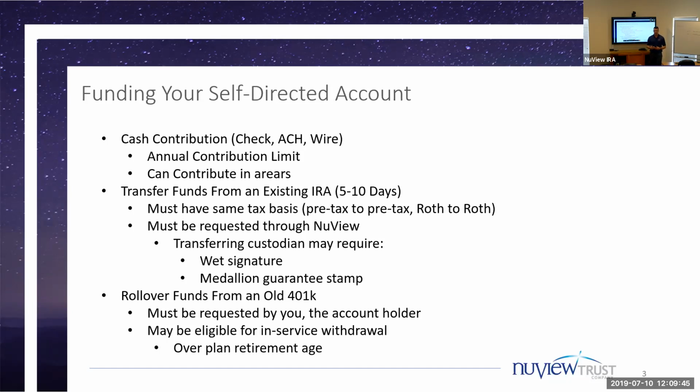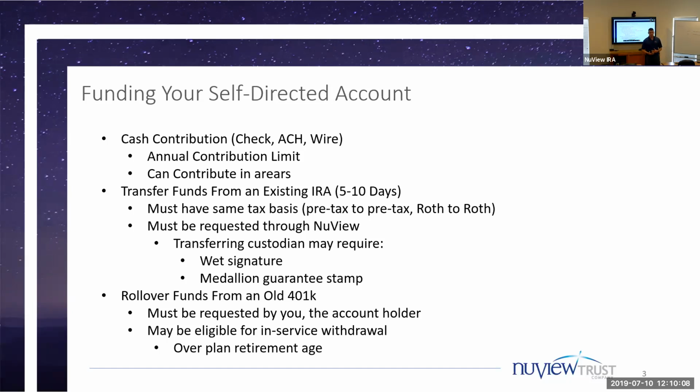Thankfully, we're seeing a lot of the transferring custodians are not requiring that wet signature anymore, but it may be possible. The second item is a medallion signature guarantee. This is not a NewView requirement. This would be based on the transferring custodian. We have a medallion guarantee stamp here in our office, so if you are local to us, you can come in and we'll happily stamp that form for you.